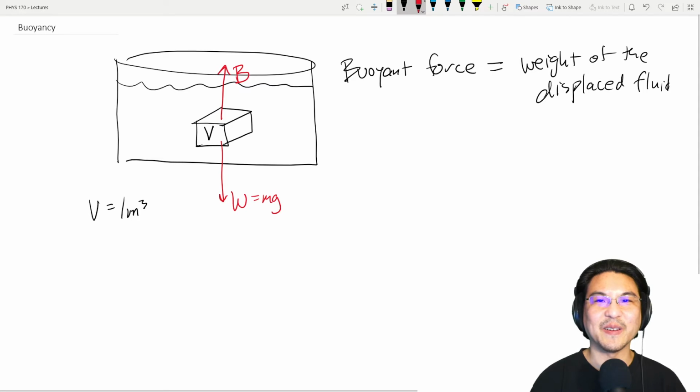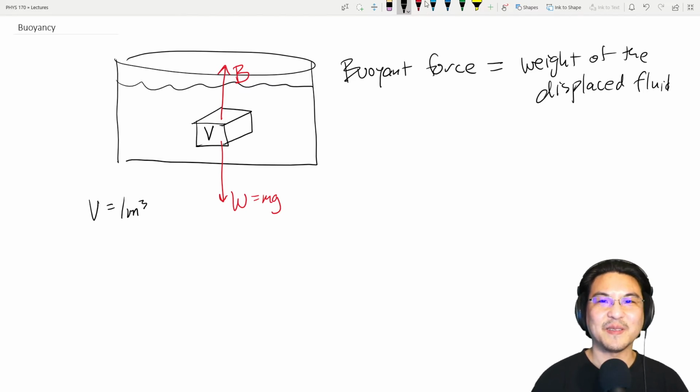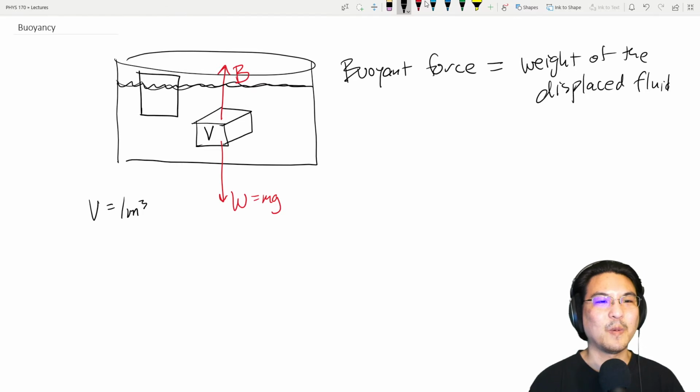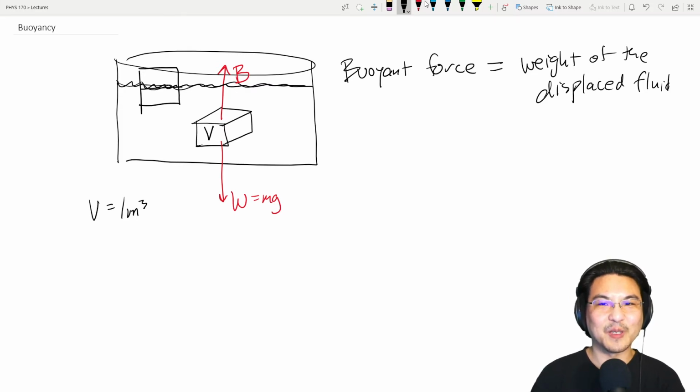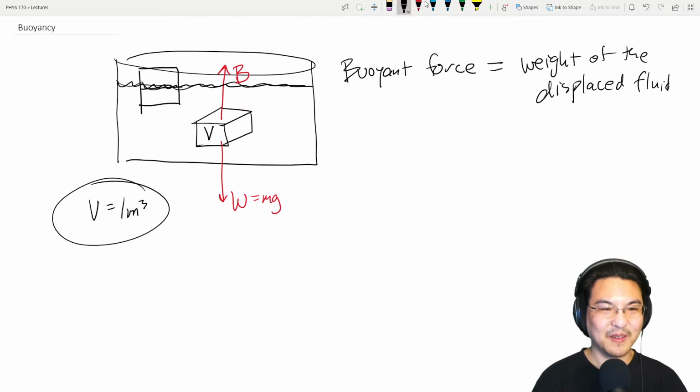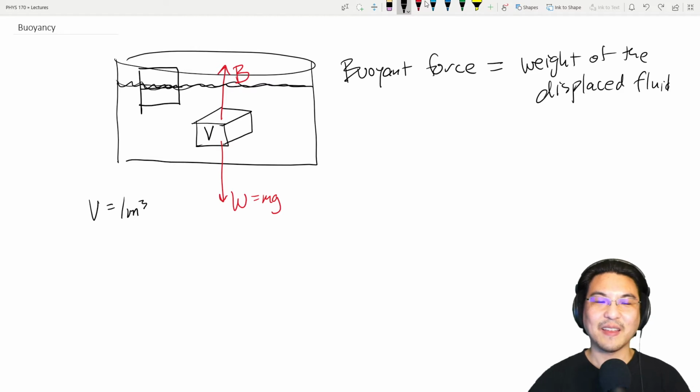Okay, think about this scenario. Now let's change it a little bit. Let's say the block, so here's a surface of water, is floating like this, halfway in the water, halfway out of the water, and it's 1 cubic meter. So now, how much fluid is the block displacing? If it's 1 cubic meter and it's halfway in the water, halfway out of the water, then it's displacing half a cubic meter. So how do you compute the buoyant force in this case?